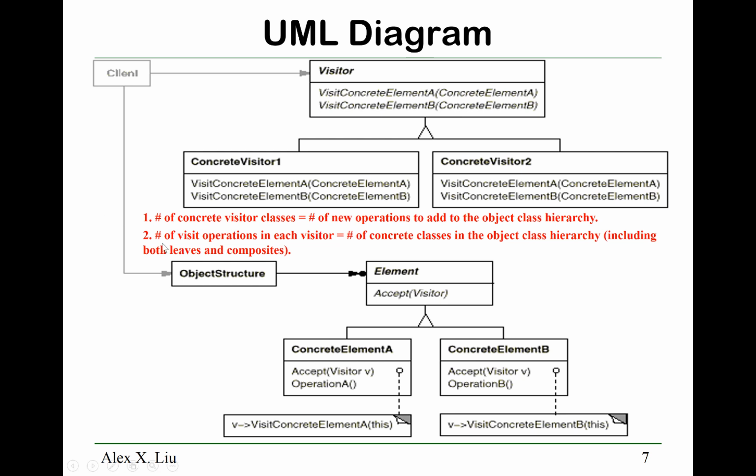Second is the number of visit operations in each visitor. It is equal to the number of concrete classes in the object class hierarchy, including both leaves and composites. So here we have 2 concrete classes, concrete element A and concrete element B, so we have 2 functions, visit concrete element A and visit concrete element B. And if we have another class, concrete element C, then we will have another function, visit concrete element C.